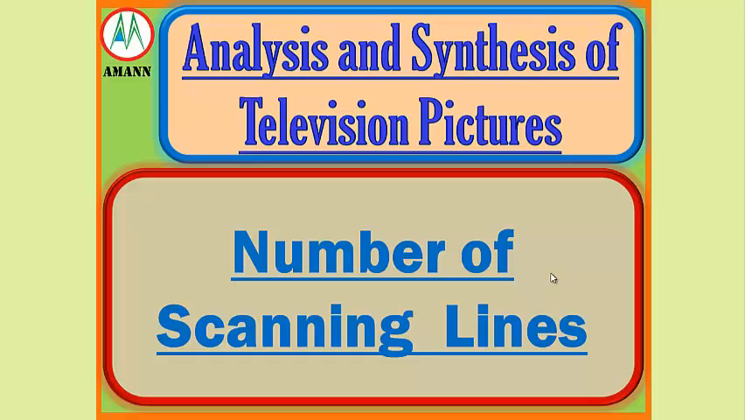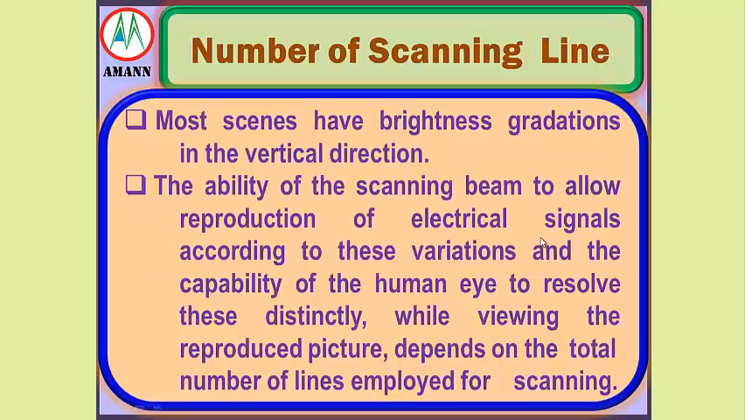This is another topic under analysis and synthesis of television pictures. This topic is about number of scanning lines. Most scenes have brightness gradations in the vertical direction. Gradations meaning that is a series of successive changes.